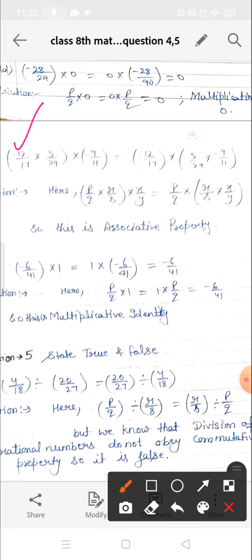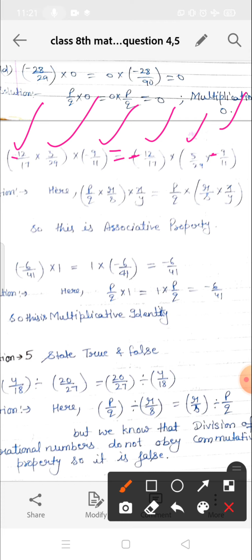This is minus 12 by 17, this is 5 by 29, and this is minus 9 by 11. This is equal to minus 12 by 17 multiplied by 5 by 29 multiplied by minus 9 by 11. Clear? Here is also minus, beta.